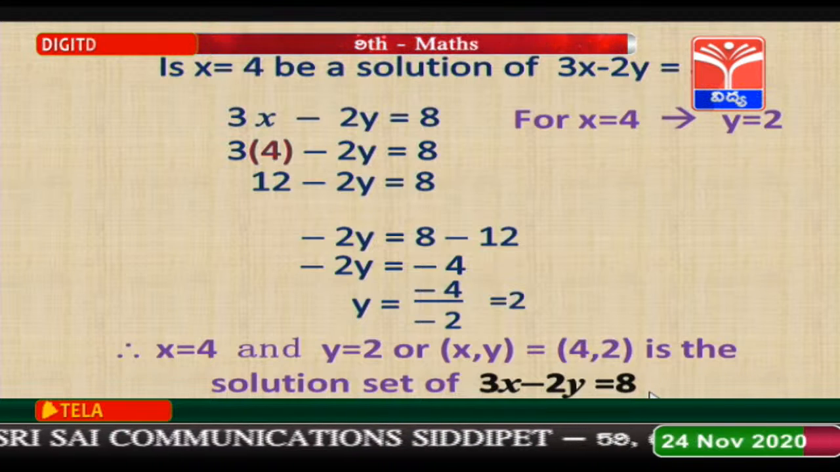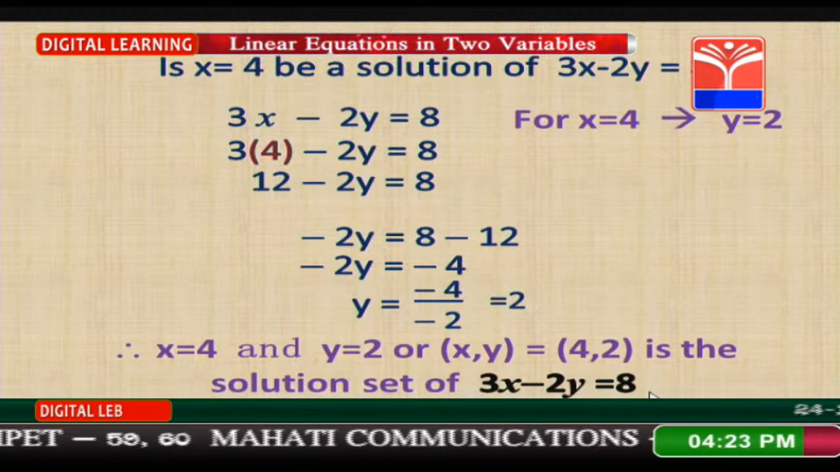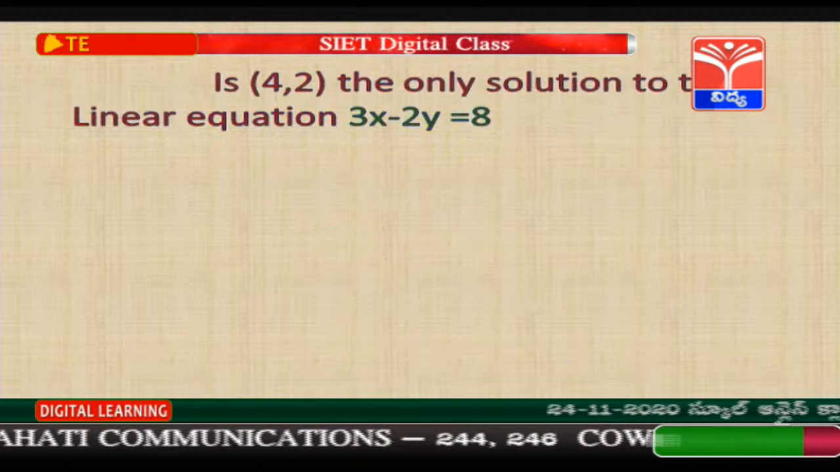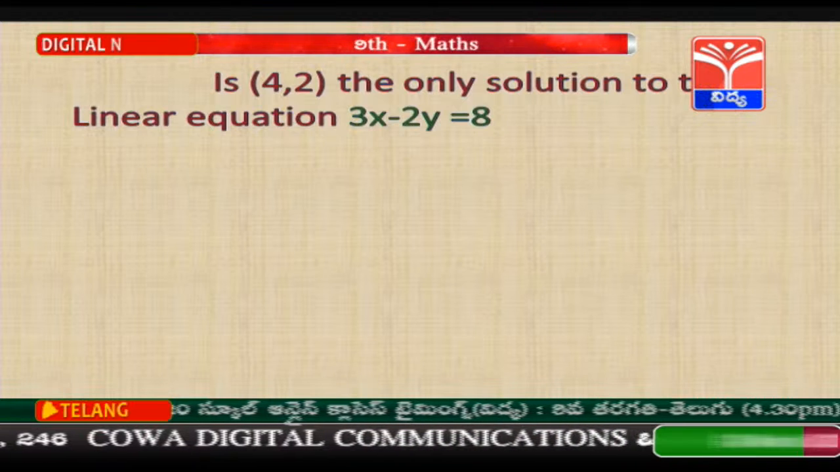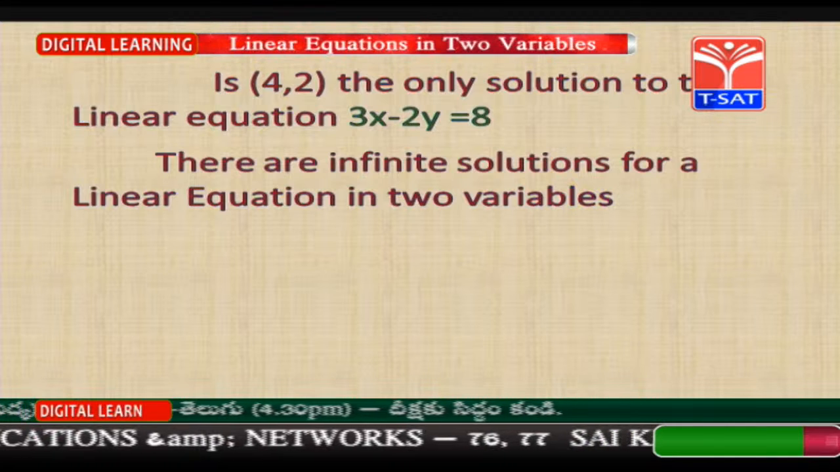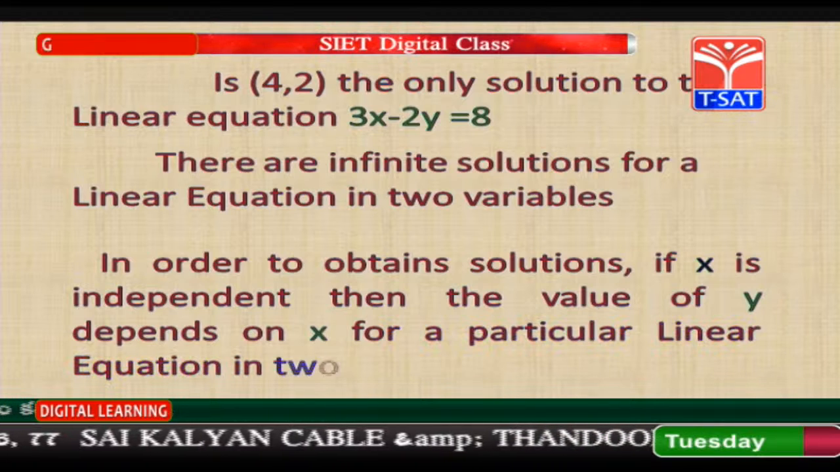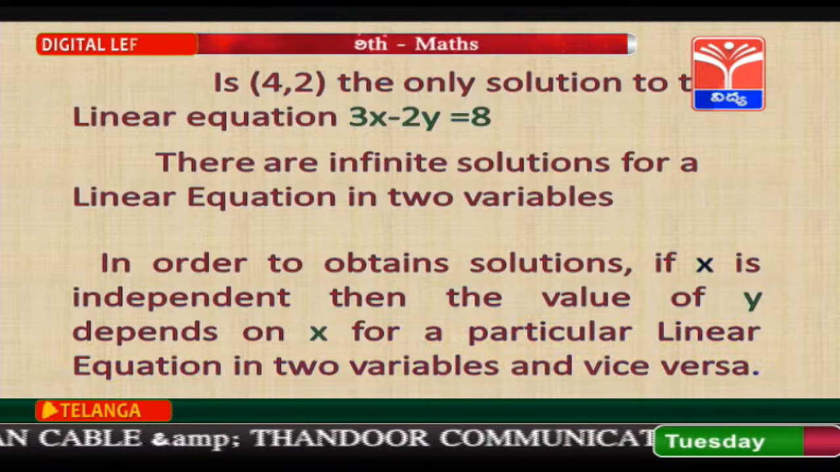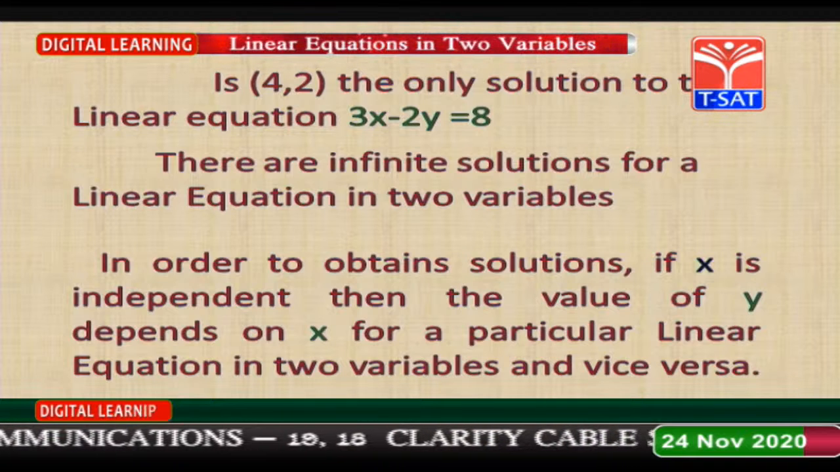Now, is (4, 2) the only solution set for this particular equation? Is (4, 2) the only solution to the linear equation 3x minus 2y is equal to 8? No. There are infinite solutions for a linear equation in two variables. In order to obtain the solutions, if x is independent, then the value of y depends on x for a particular linear equation in two variables, and vice versa.